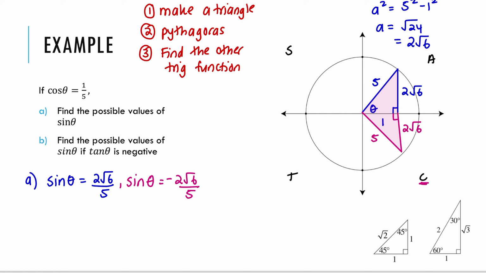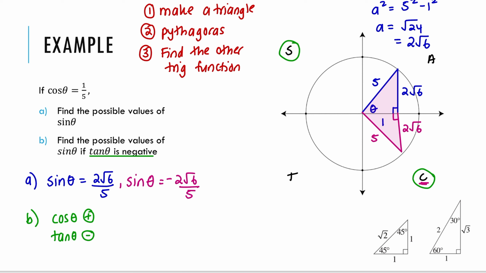Our next part is we're going to take a look at question B. So now it says find the possible values of sine theta if tan theta is negative. Now notice here that the first thing I'm going to do is circle the quadrants where tan theta is negative, which is quadrant 2 and quadrant 4. So here, notice that I have to satisfy all the criteria. So the first criteria is that cos has to be positive. So I'll actually write this down here. So cos theta has to be positive. And here, tan theta has to be negative.